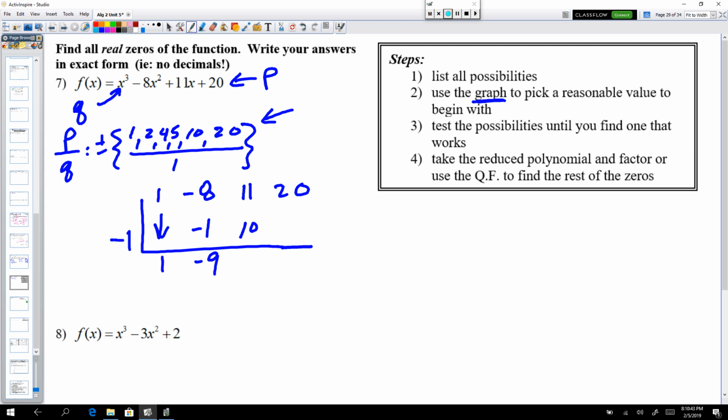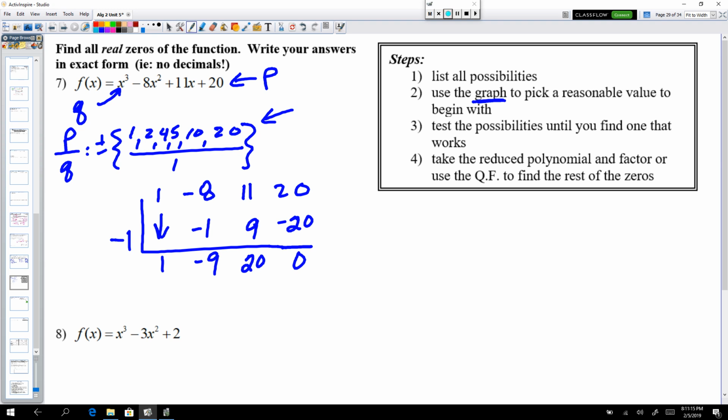multiply up, add down, multiply up. Oh, I must have done something wrong. What did I do? Oh! I multiplied wrong. See, there's my little check coming to my aid, right? I was getting a remainder, so I knew something was wrong. When I multiplied up, negative 1 times negative 9, that's positive 9, Mrs. Berger, not 10. Alright, add down, multiply up, and add down, and there's my no remainder.